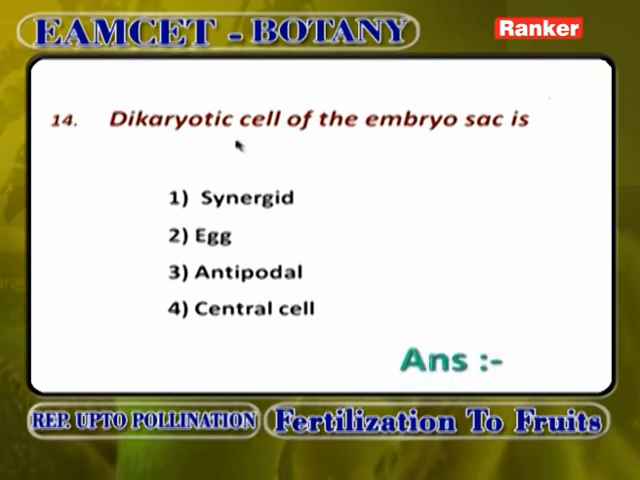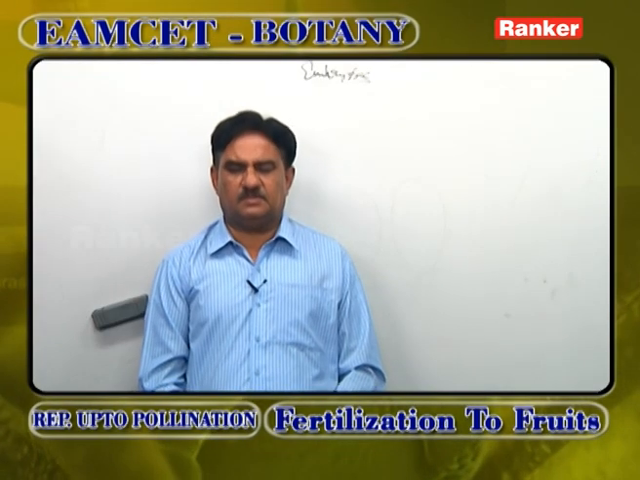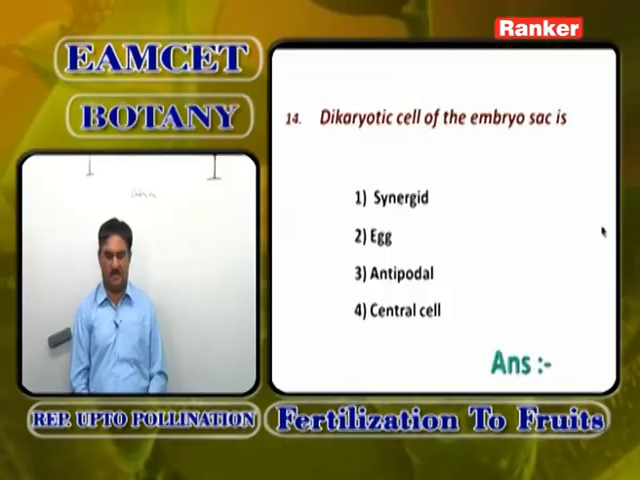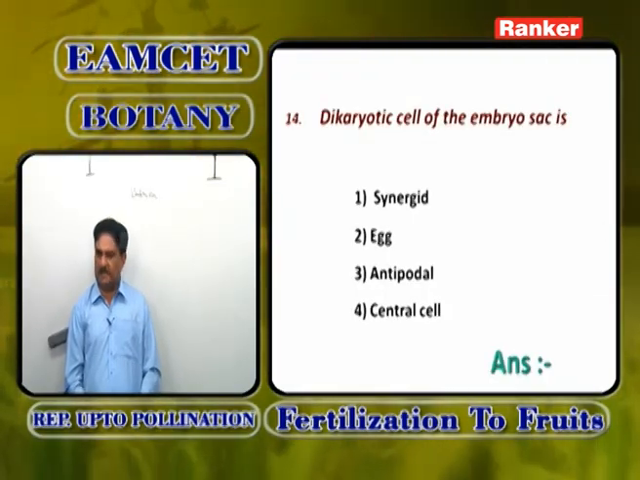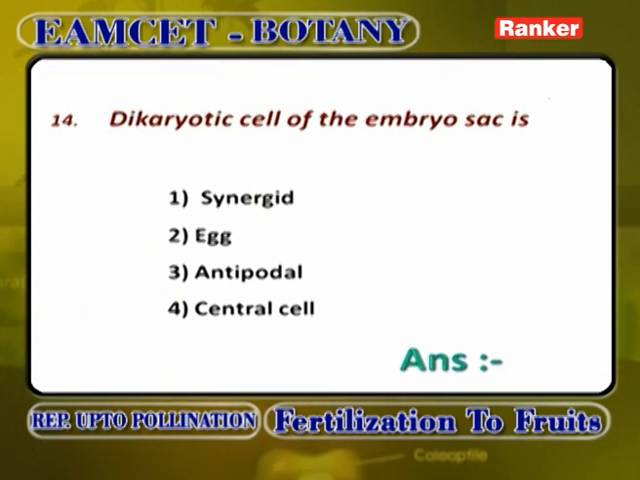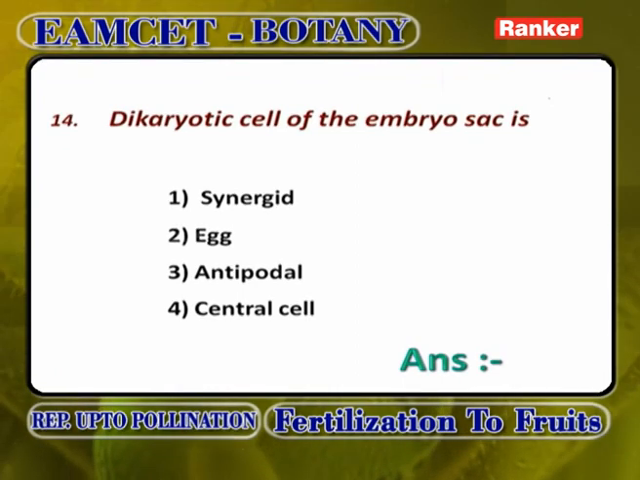Next, dikaryotic cell of embryo sac. Dikaryotic cell of embryo sac means a cell which shows two sets of chromosomes. For this, the answer is 4, central cell, because synergid is a haploid, monokaryotic cell. Egg cell is a haploid, monokaryotic cell. Antipodal is a haploid, monokaryotic cell. Only the central cell, which is formed by the fusion of two polar nuclei, is the dikaryotic cell of embryo sac.